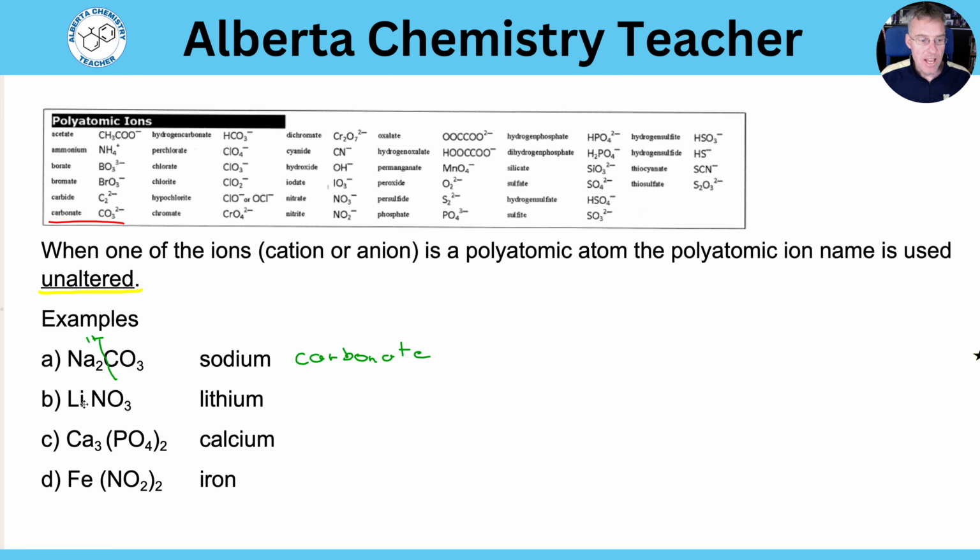Next one, we get Li and NO3. So we've got a metal. So in our head, you don't have to draw a line, but we're splitting that in 2 pieces. Lithium, you name the metal unaltered, and we're going to have to name the polyatomic ion unaltered. So NO3 is right here. Ooh, sorry, one above it, almost, is nitrate.